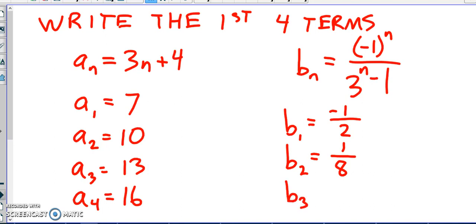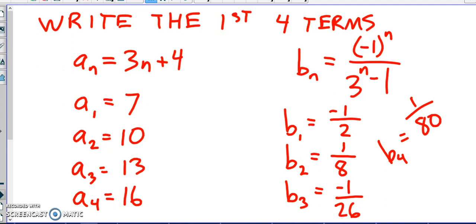b3, negative 1 cubed is negative 1. 3 cubed minus 1 is 26. Oh, I'm out of room. We'll do b4 over here. b4, negative 1 to the fourth is 1. 3 to the fourth minus 1 is 80.